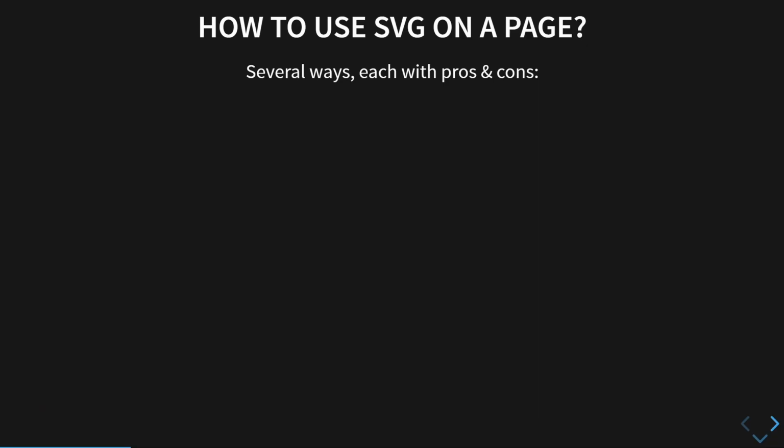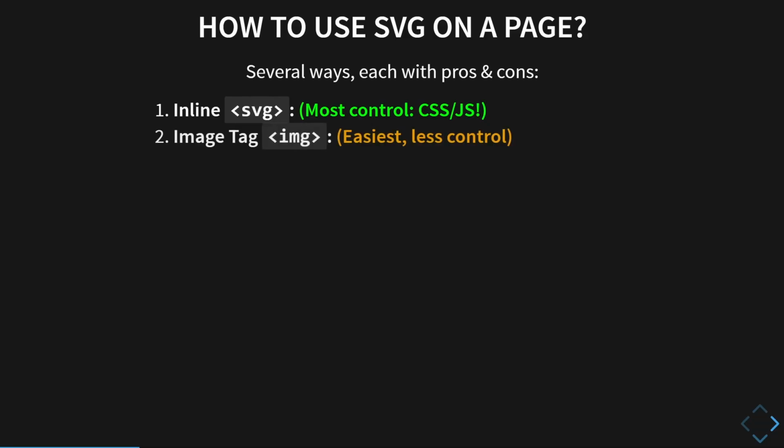Alright, how do we actually get SVG onto our web page? There are four main ways. First, inline SVG. You literally copy the SVG code and paste it right into your HTML file. This is often the best method if you want to style internal parts of the SVG with CSS or manipulate it with JavaScript, because SVG becomes part of the page structure.